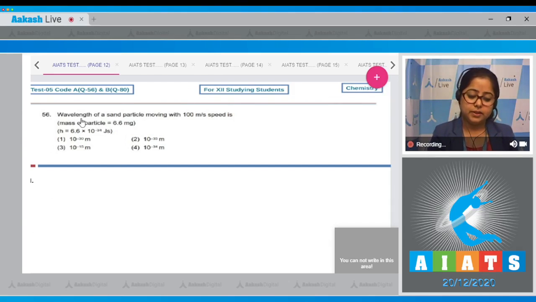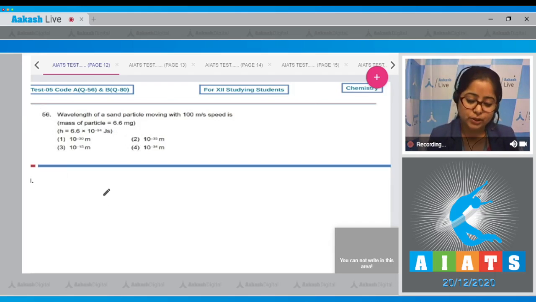Question 56. Let's read it. The wavelength of a sand particle moving with 100 meter per second speed is. We are given the mass of the particle, which is 6.6 milligrams, and we are also given the value of h, Planck's constant, which is equal to 6.6 into 10 to the power minus 34 joule second. So student, let's solve this question.